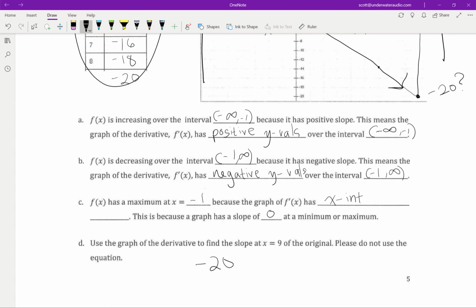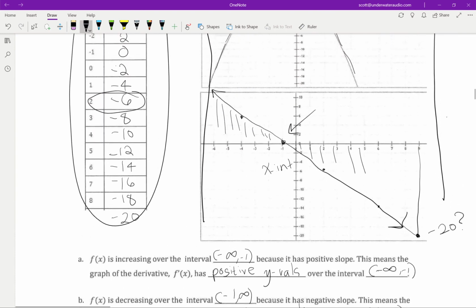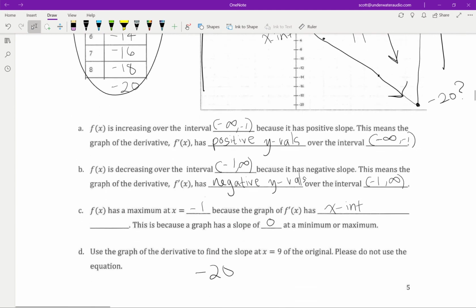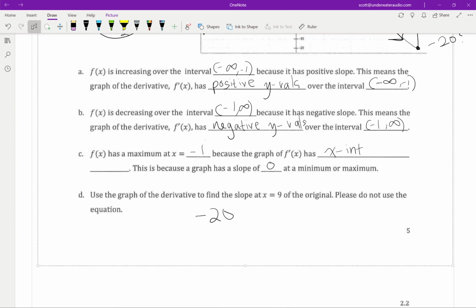And then we should check, does this make sense for our original? And let's see. Yeah, that makes a lot of sense, right? At 9, this graph has got to be pretty negative. It's got to be a pretty steep negative slope. So yeah, that seems to fit. Let's stop here and we'll go to the next one.